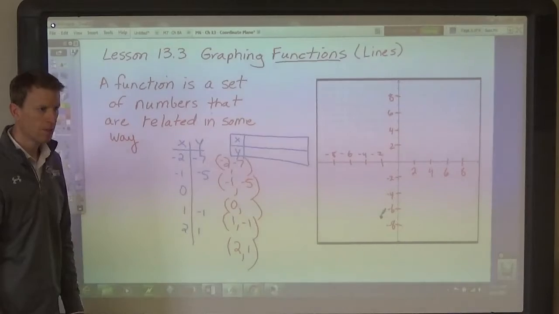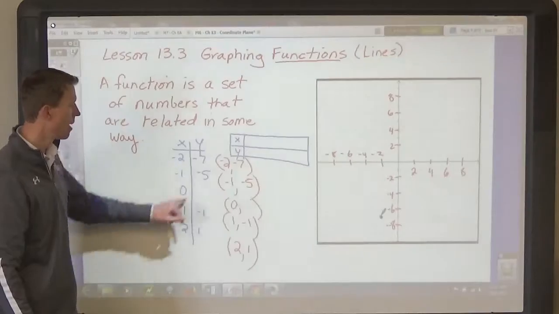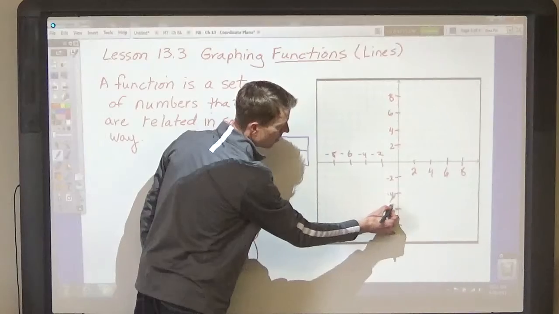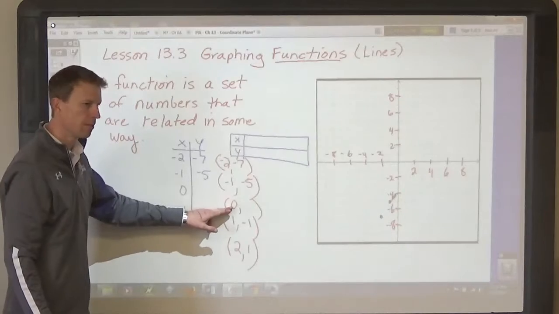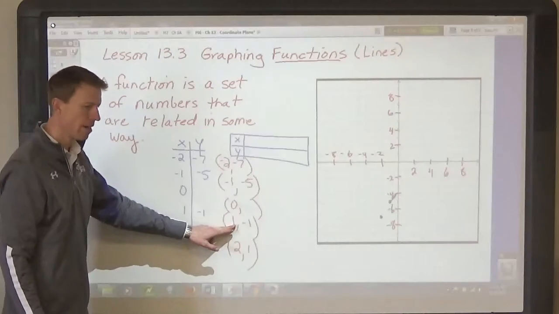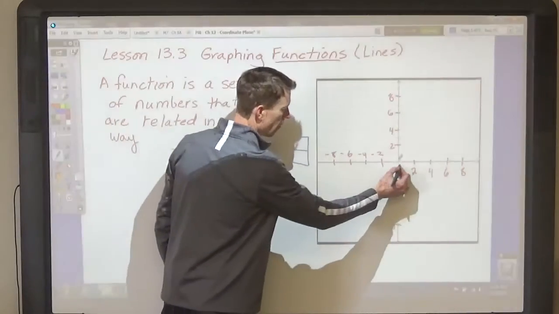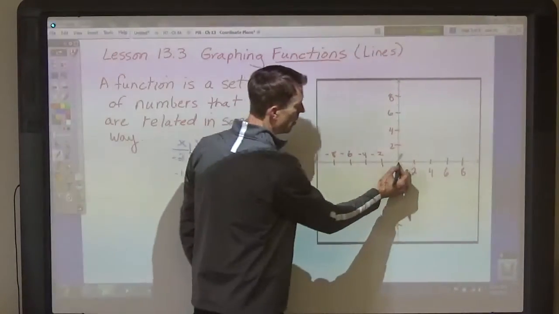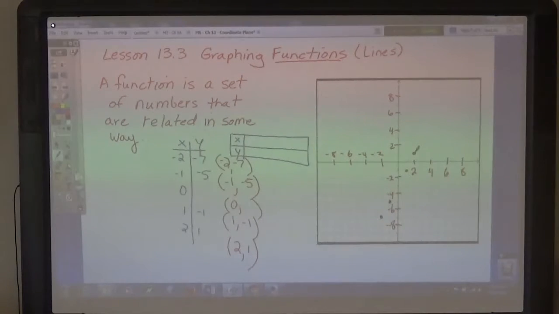Transfer the points, written as ordered pairs, in number 1, to the graph. Here's negative 1, negative 5. I'm going to skip 0, because I don't have another number next to 0. Sorry, 1, negative 1. And 2, 1. And then connect the dots. Exactly right.